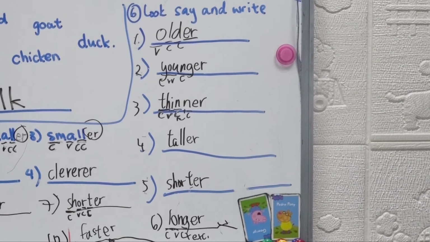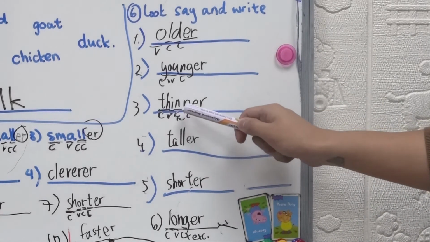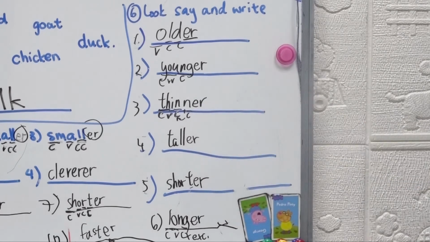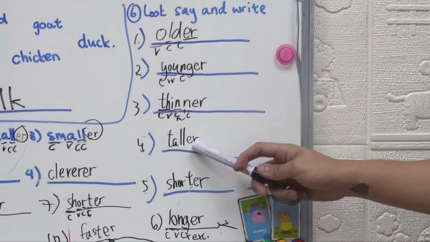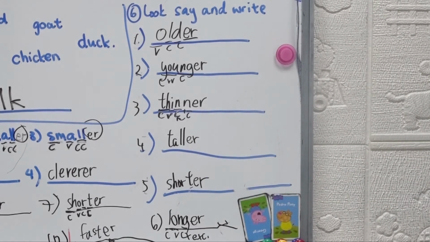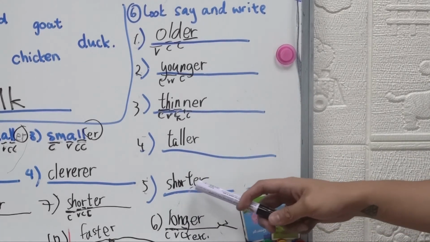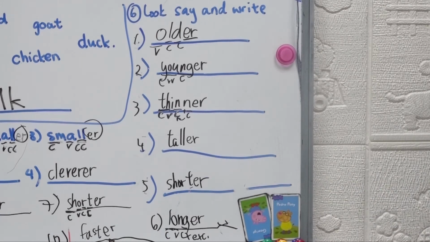Y-O-N-G-E-R. Okay, no need to put another G. Number 3 is thinner. T-H-I-N-N-E-R. 2 N's, right? Number 4 is taller. T-A-L-L-E-R. No need to put another L. Number 5 is shorter. Just put E-R. Shorter. S-H-O-R-T-E-R. Number 6 is longer. L-O-N-G-E-R. Longer. Alright? Alright, very good, very good.